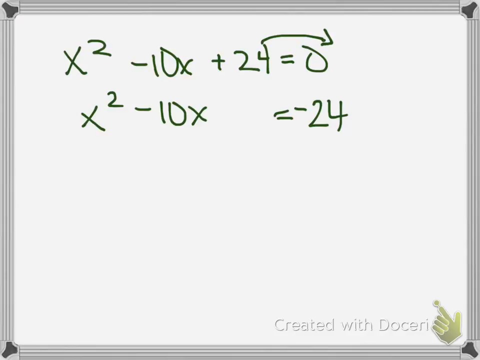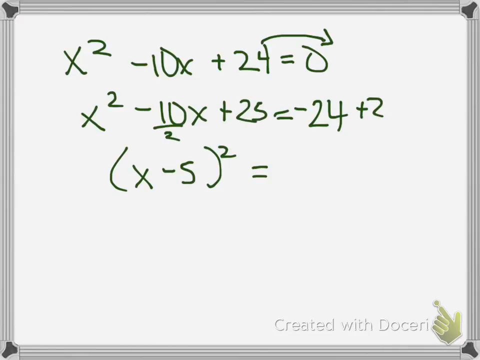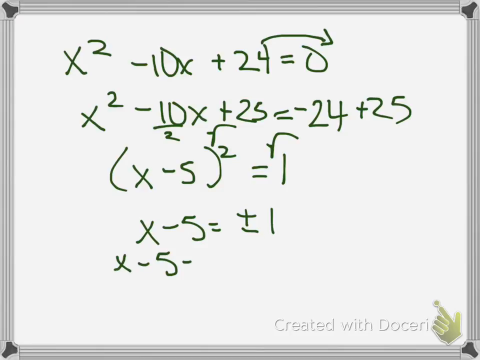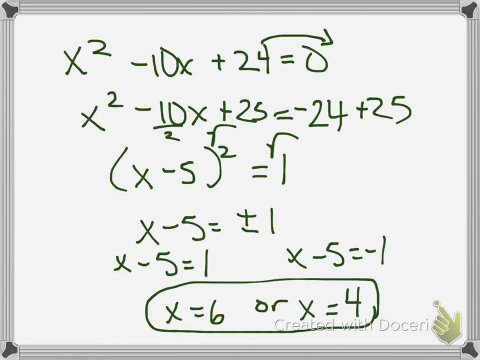Now I can complete the square. I'm going to divide 10 by 2, get negative 5, square that as 25. Notice that I'm adding 25 over there also. 25 minus 24 is 1. The square root of 1 is plus or minus 1. Then I can add 5 to both sides and say x is equal to 6 or x is equal to 4. Okay, so the key there, again, is always get the x's by themselves.